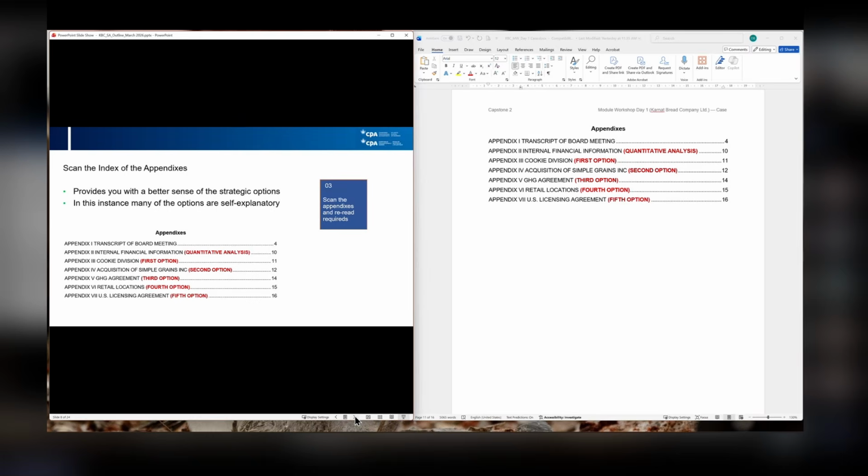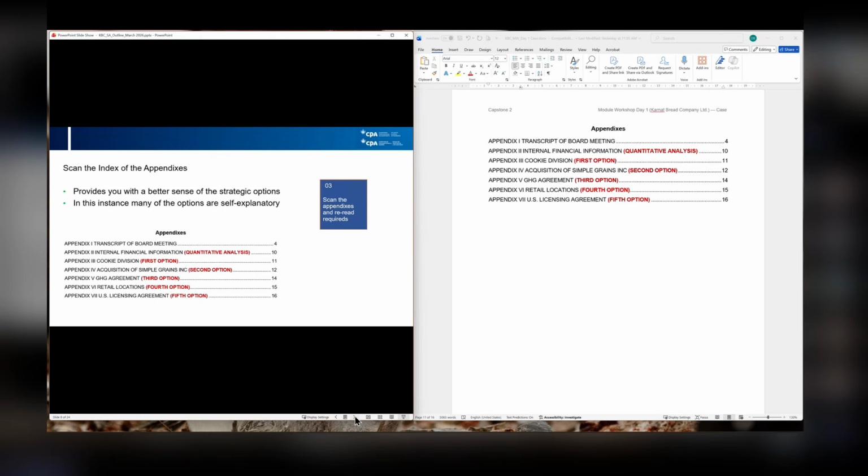GHG agreement. Something about their retail locations. U.S. licensing agreement. So in this particular case, there's actually 5 strategic options that you need to perform both a quantitative and qualitative analysis. I love the fact that this is an example where there's 5.